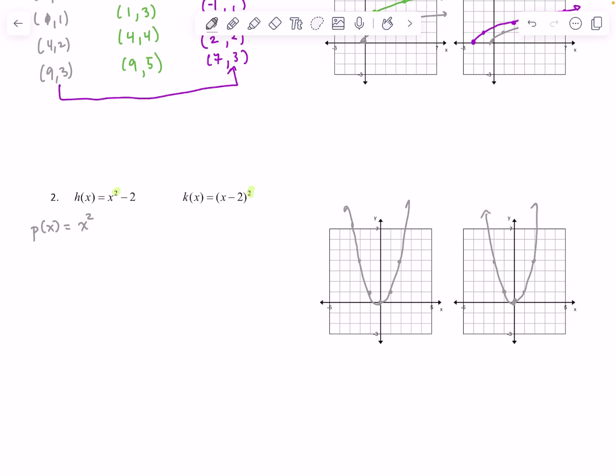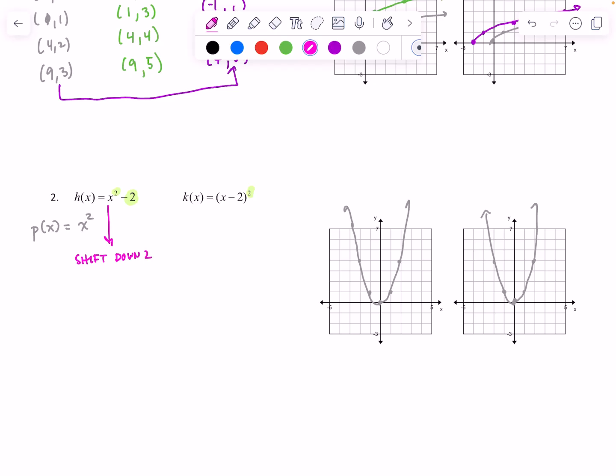All right, and so now let's look at what our shifts do. So we can see in h of x that the -2 is happening outside of the parent function, right? First we square, then we subtract 2. That means h of x is going to be a shift down by 2.